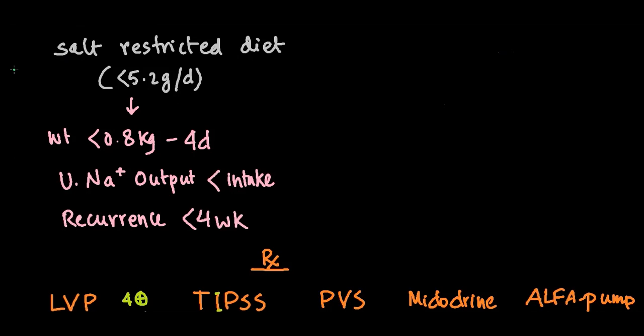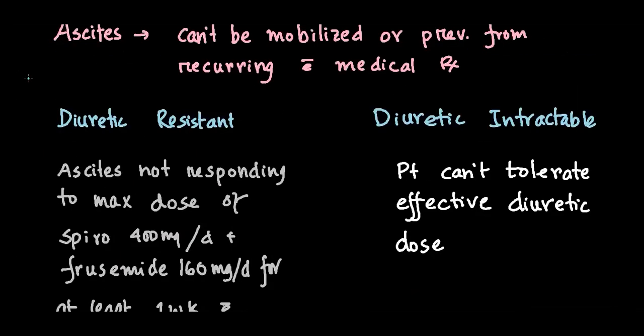Urine output of sodium is less than the intake of sodium, because with diuretics we expect a lot of sodium to go out through the urine. So urine output should be more than the intake. But despite diuretics, here the urine output of sodium is less than the intake. And if the ascites recurs within 4 weeks, those are the indicators that suggest that the patient has a diuretic resistant ascites.